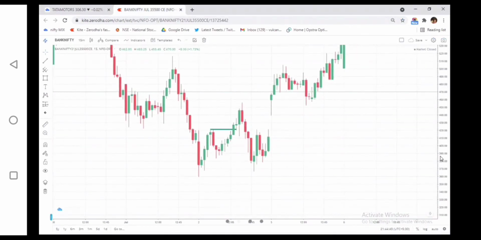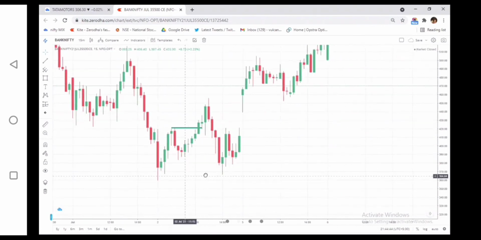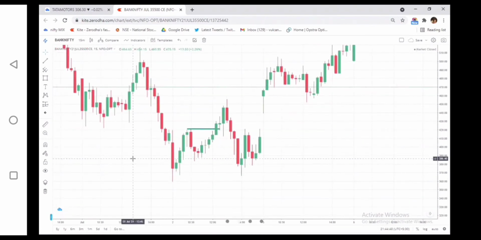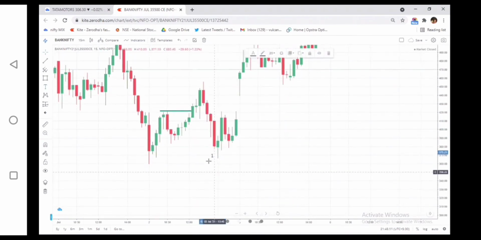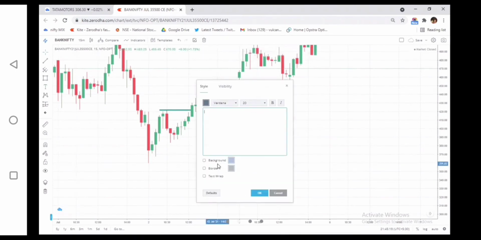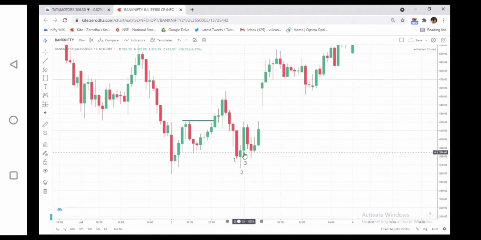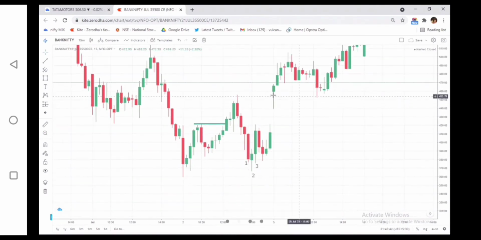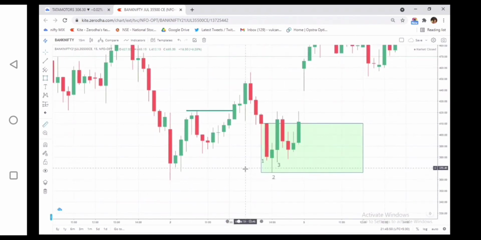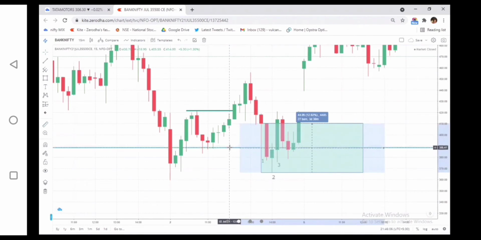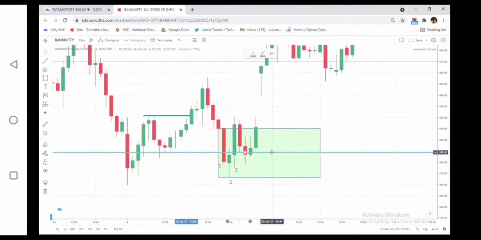Now try to understand how we can lower our SL. This is the option chart of Bank Nifty, and there is a break of structure. After the break of structure we should find our 1 2 3 bullish structure, that is our order block. This is my 1, 2 and 3 candle. The second candle is lower than the first and third, and the third candle has some bullishness. I mark this in the 15-minute time frame and divide by 2, and this is my 15-minute time frame entry.